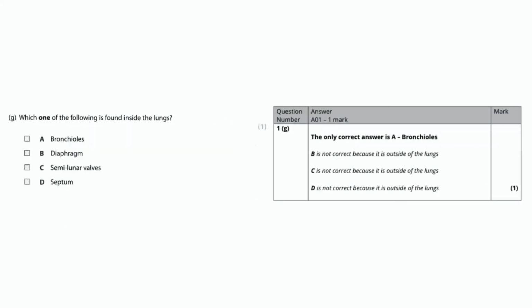The next question, which one of the following is found inside the lungs? So hopefully you recognise that the bottom two, C and D, are parts of the heart. The diaphragm is involved in breathing, but it's not inside of the lungs, it's beneath the lungs. So the answer's got to be A, the bronchioles.